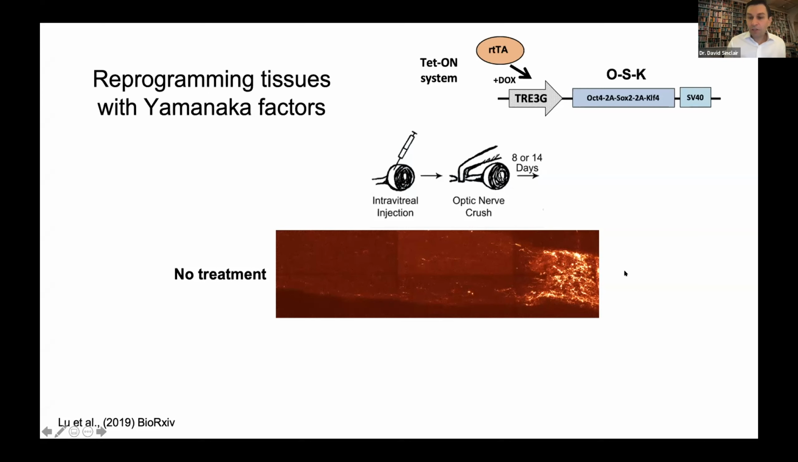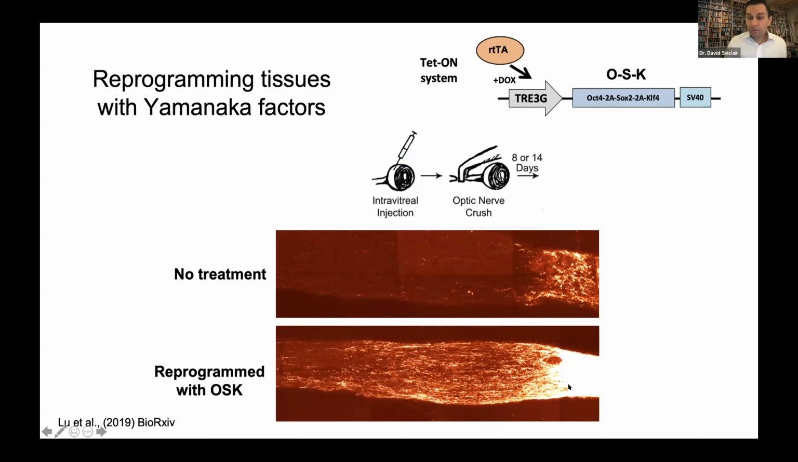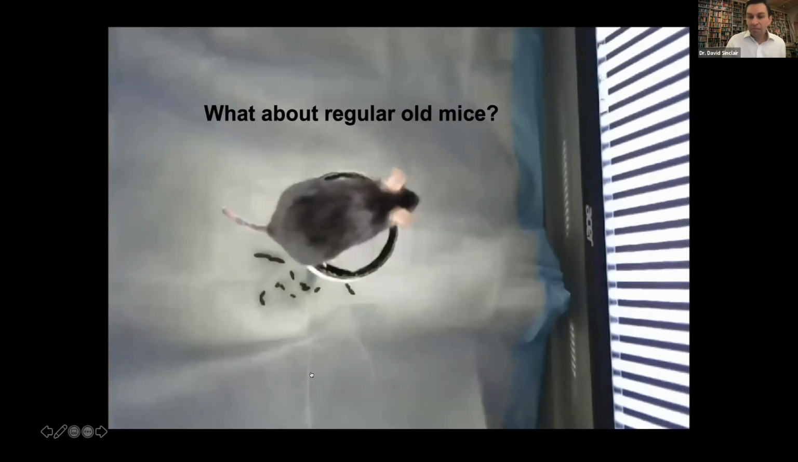This is where the crush is. On the right-hand side is the eye. On the left-hand side is the brain. If you don't treat those nerves, the dye will not progress down here because the axons have died back, and a lot of the nerves in the optic nerve have died. These are RGCs. But if we turn on the OSK factors a couple of days after the crush, this was our first result. You preserve the neurons, and some of them start to grow back towards the brain, and the longer we leave them, the better they grow.